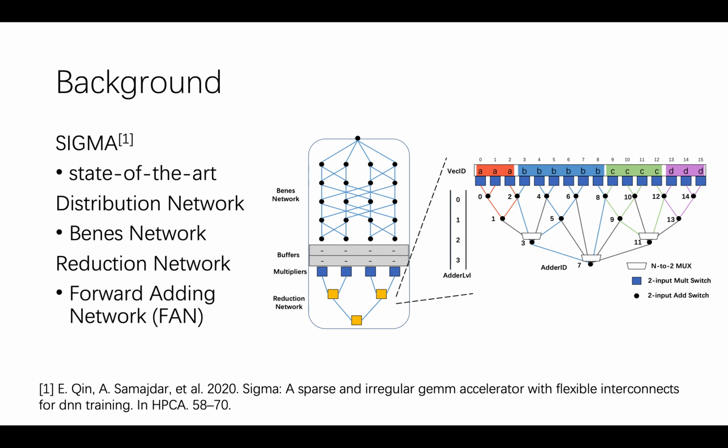To address this issue, the academic community has proposed a number of solutions. Among these works, Sigma is the state-of-the-art systolic array-based training accelerator. Sigma's architecture is mainly composed of a distribution network, that is, the Benes network, a reduction network, that is, the forwarding adder network, buffers, and multipliers. Compared to the basic systolic array, Sigma achieves significant speedup for sparse CNNs.